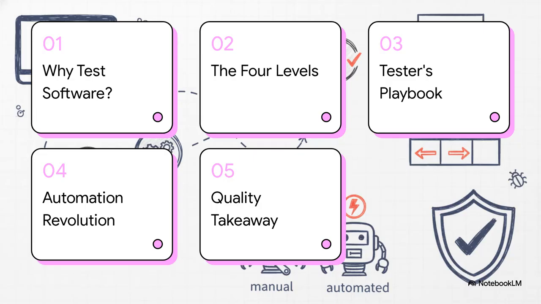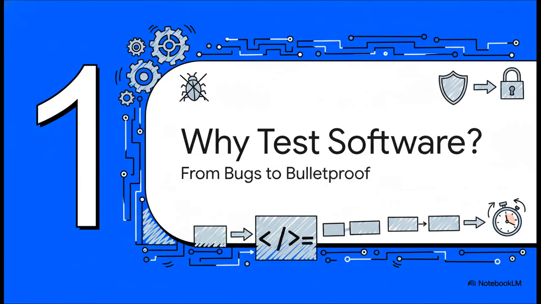So, here's what we're going to cover. First up, we'll get into the why all this testing is so important. Then, we'll dive into the how, breaking down the 4 main levels of testing and the playbook testers actually use. And we'll wrap up by looking at where things are headed with automation and what it all means for, well, quality.